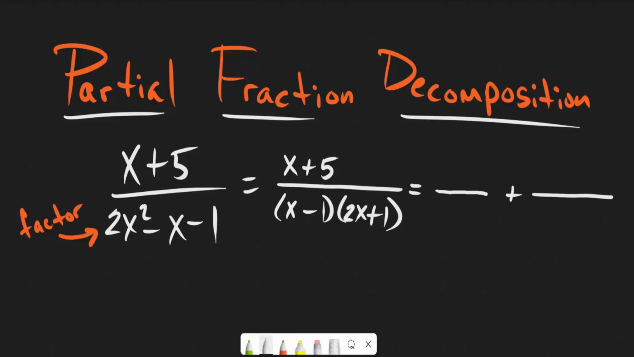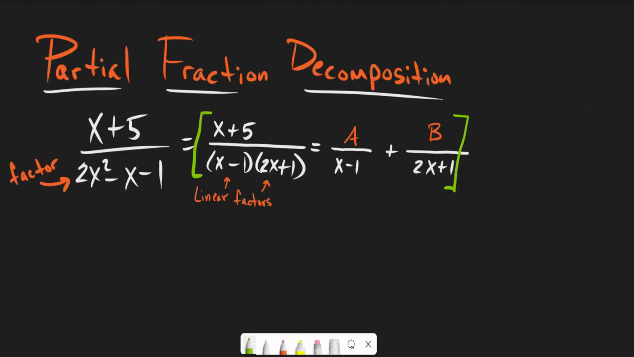We know we're going to break it up into the sum of two fractions. So the first fraction is going to have the x minus 1 in the denominator. The second fraction is going to have 2x plus 1. Now a little bit of vocabulary here. The denominator, we factored it out into two linear factors. And of course, we don't know what the numerators are, so we just assign them a variable, or in this case, just A and B for simplicity.